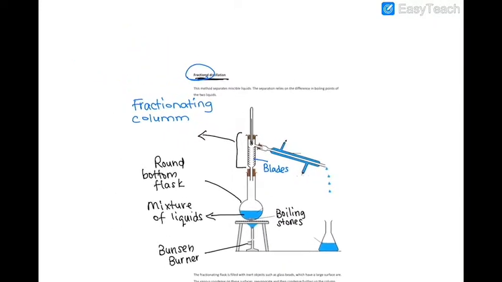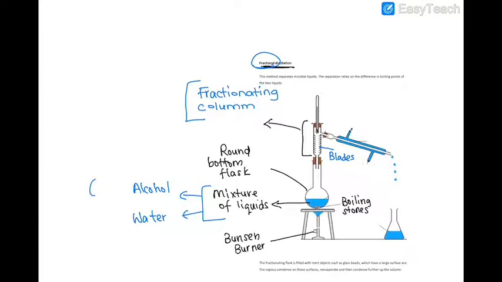The fractionating column is going to allow the different gases that make up the liquid to be separated. So you have a liquid, let's say, consisting of alcohol and water, completely soluble in each other. They do not form layers. You start heating. Alcohol has a boiling point of around 79 degrees Celsius. Water has a boiling point of 100 degrees Celsius. Both are going to evaporate and form gases. But because alcohol has a lower boiling point, alcohol is going to form a gas first.